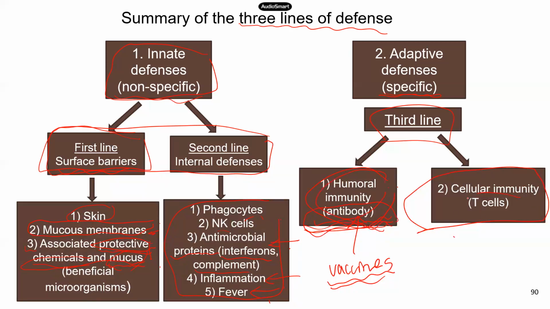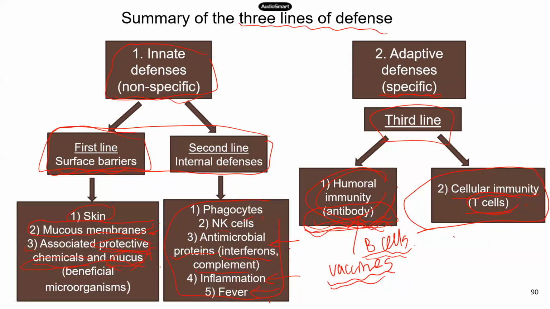The second component of the third line of the adaptive defense is this cellular immunity, and that involves T cells. Okay, I forgot to mention the humoral immunity involves B cells. Certain strains of B cells can produce antibodies. Now, going back to the cellular immunity, it involves T cells.